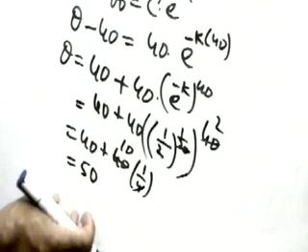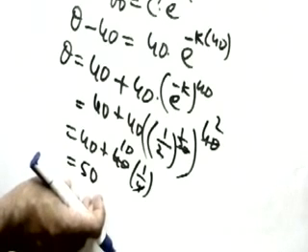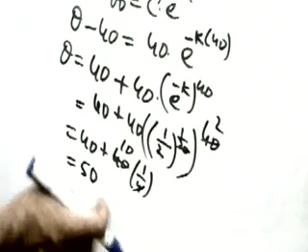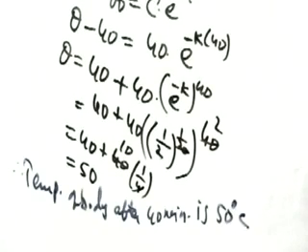10 plus 40 is 50. So the temperature of the body after 40 minutes will be 50. Therefore, the temperature of the body after 40 minutes is 50 degrees Celsius.